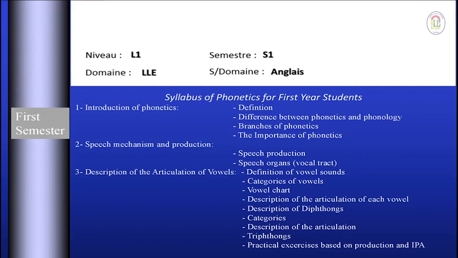Inside the mouth we have the teeth, the upper teeth, the lower teeth, the upper lip, the lower lip, and the different parts of the tongue. Then we have the nasal cavity. Then we will deal with the articulation of English vowel sounds in detail.